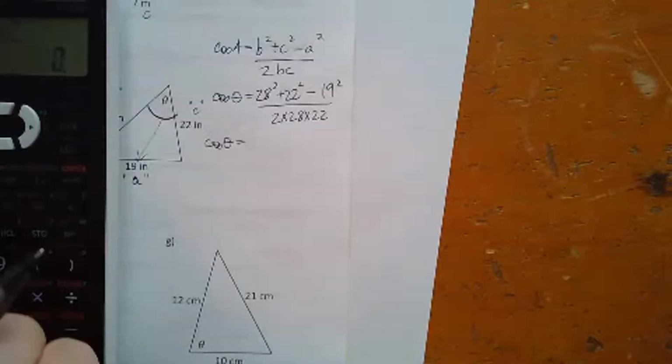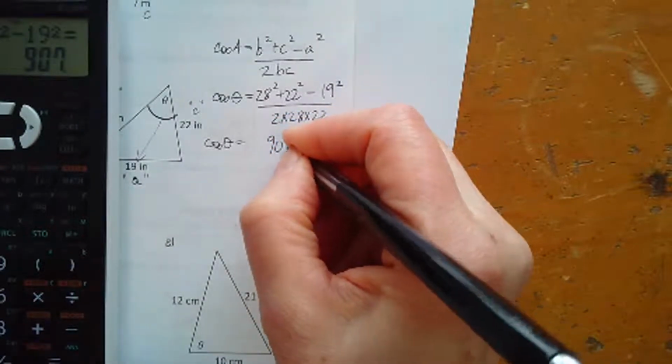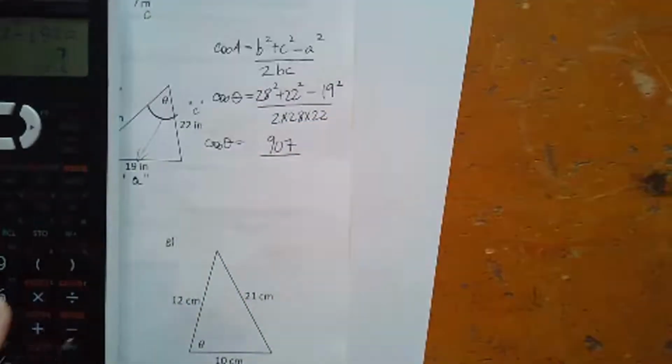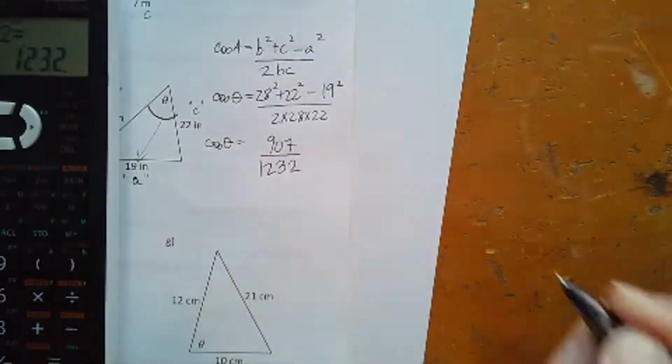Now, for these questions, plus 22 squared minus 19 squared equals, I have 907 on the top, 2 times 28 times 22 equals 1232 on the bottom, okay?